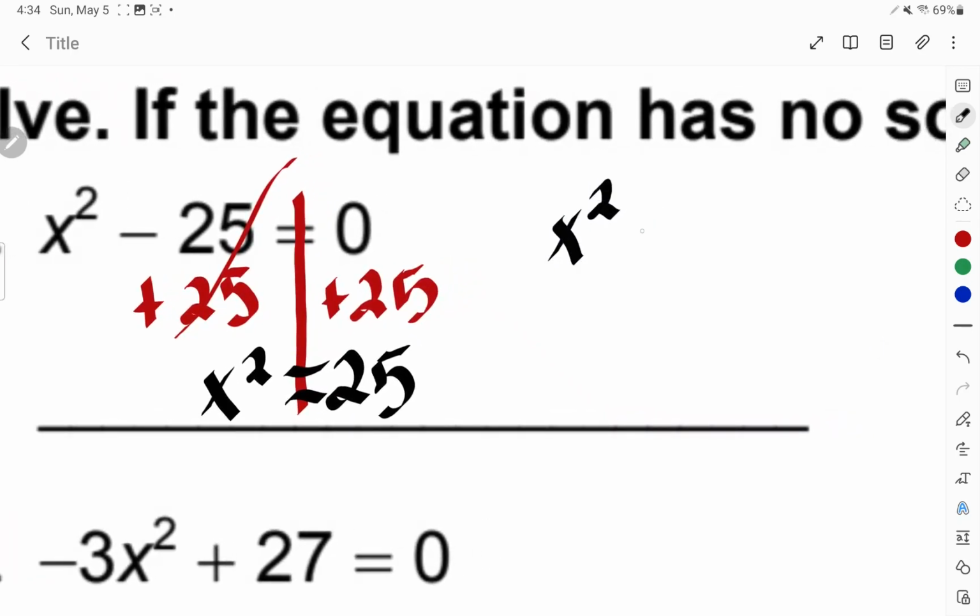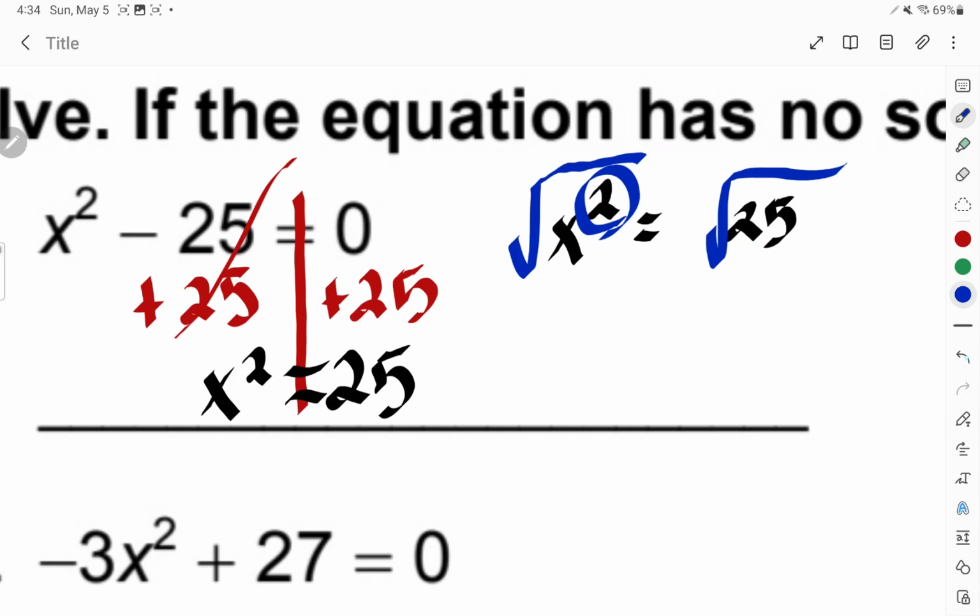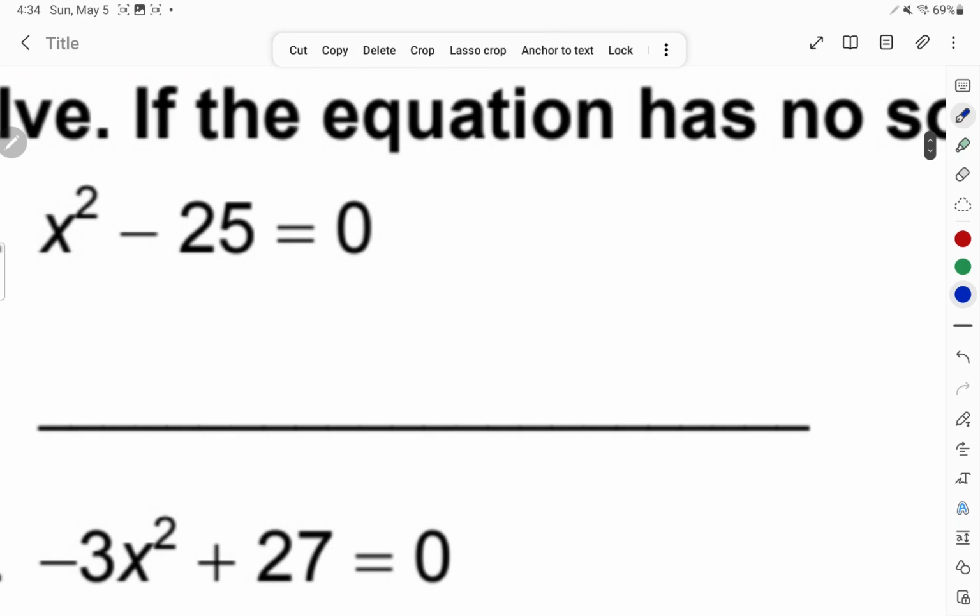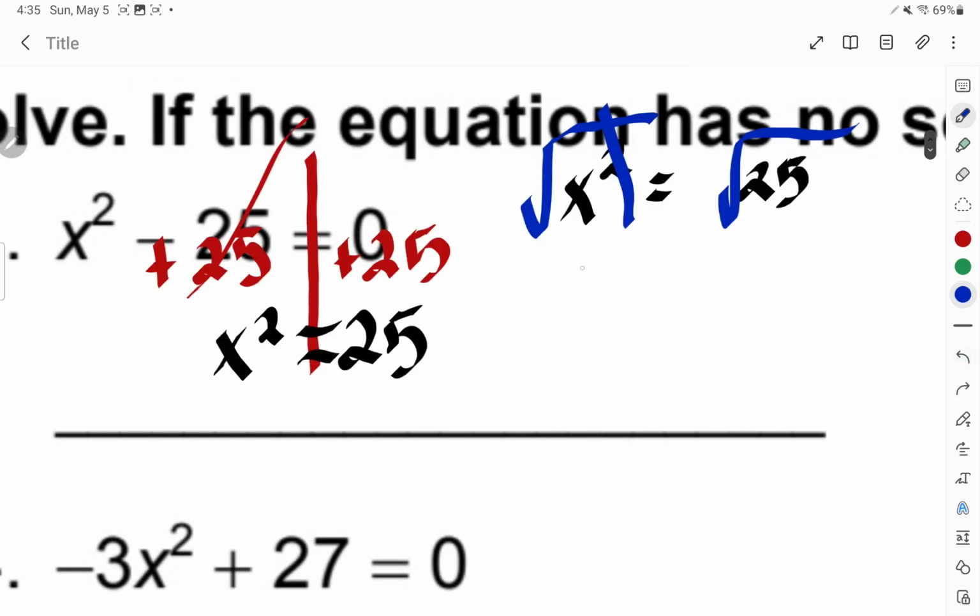So I'm going to do that here, and I'm going to put 25 over here. You square root this side, and you square root this side. The reason why we do that is because we have this power of 2, and the only way we can eliminate it is by taking the square root. They're opposites of each other, so whenever you do one or the other, they cancel out. And the only thing that's going to be left is your x. So in this case, I'm just going to put x.